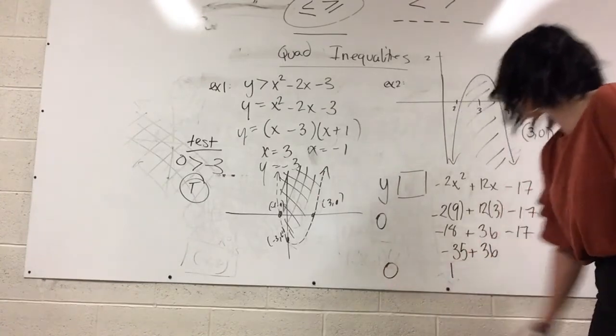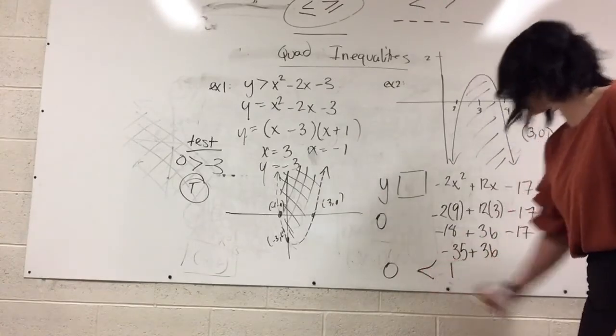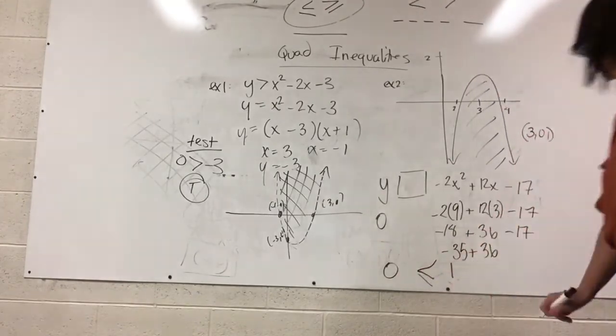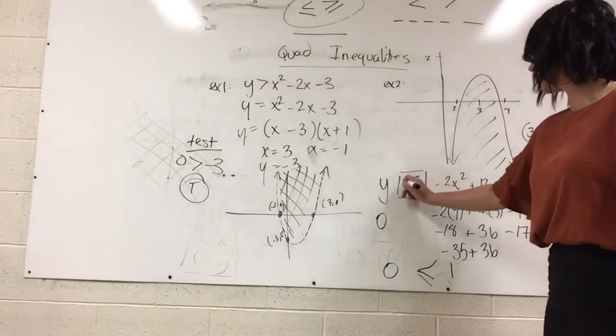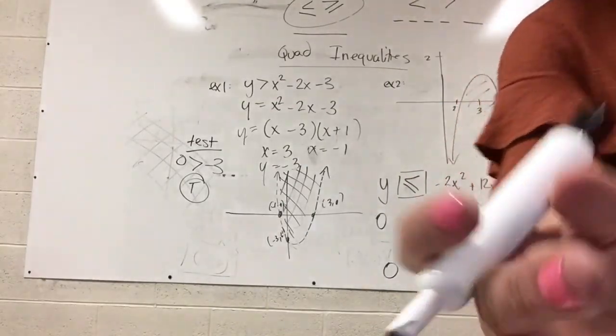So this is what I have. Which is greater, 0 or 1? This one, and it's greater than or equal to, so I use that symbol. So that would be the final answer. That's it, quadratic inequalities.